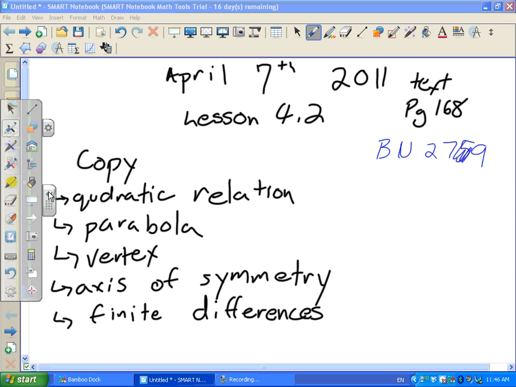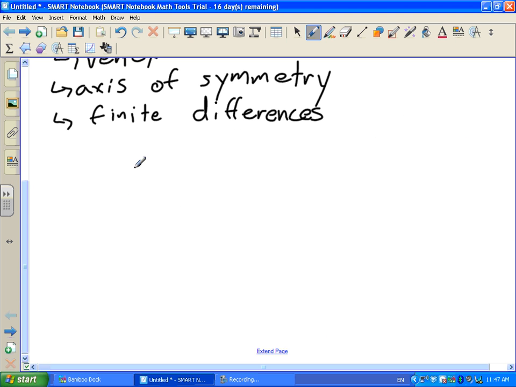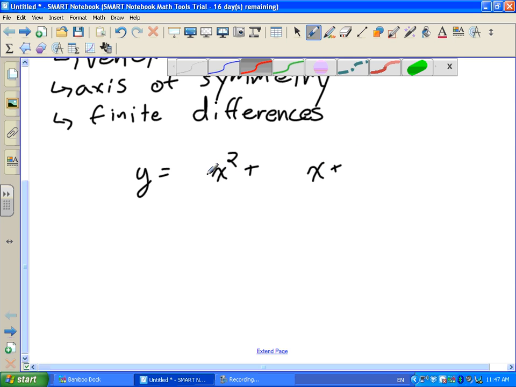So, very first thing we're going to deal with is what we're going to call our theoretical model, a theoretical model of what a quadratic relation is. So y is equal to, I'm going to put things in special colors so we can separate them, y is equal to ax squared plus bx plus c.